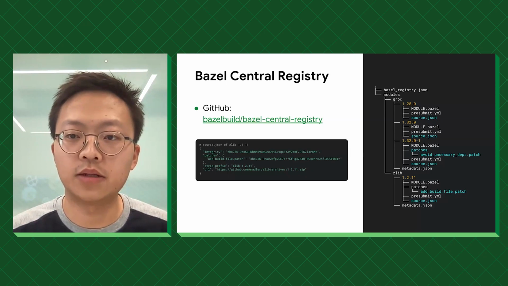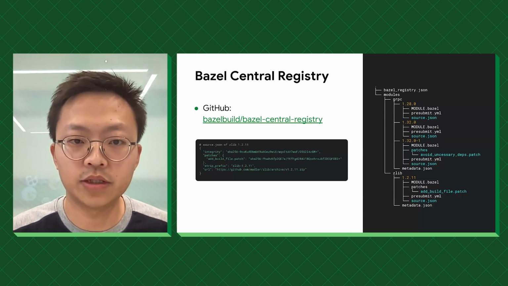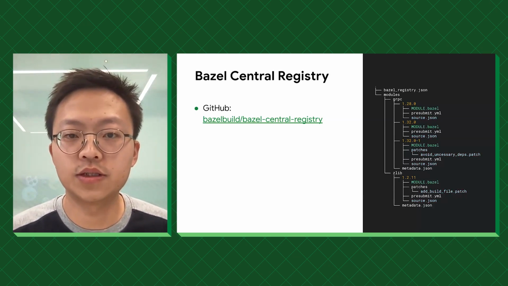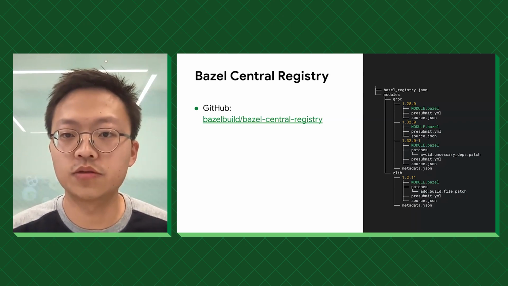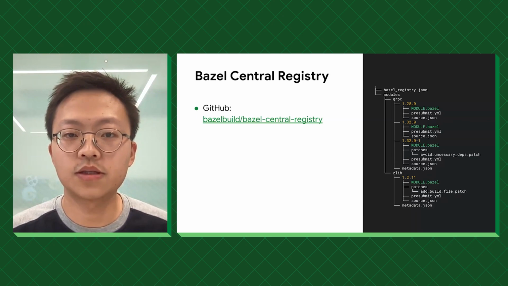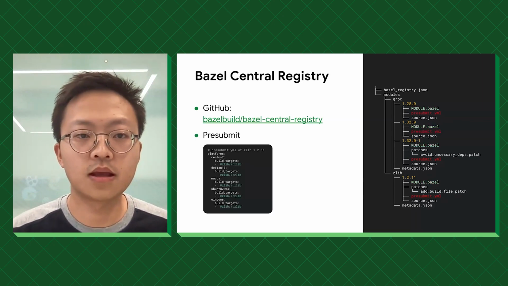For example, adding a build file for some non-Bazel projects. And for both the source archive and the patch files, their contents are verified by an integrity value. Also, to avoid fetching the entire module sources during dependency resolution, we store the module.bazel files separately in the registry, and the module.bazel file inside the source archive is ignored.